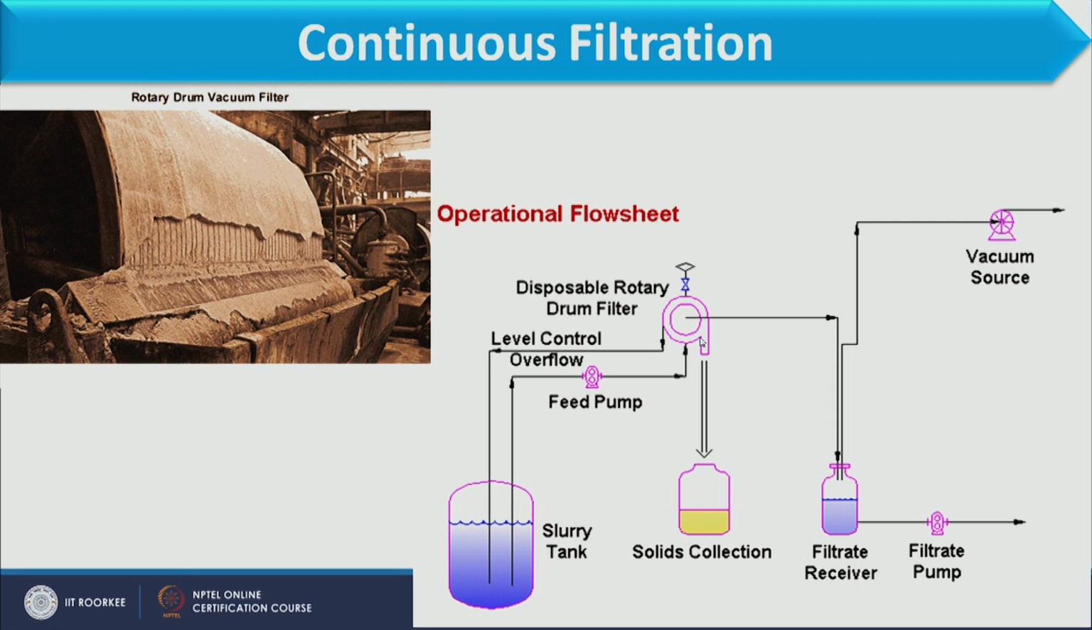The whole washing process is carried out. Whatever scrap or cake is there, through the knife it is collected into the solid collection tank. And then how is the filtrate collected? Through the tube which we have just discussed. Those tubes are connected to the filtrate receiver, and the whole system is connected to the vacuum source, and then the filtrate is taken out through a pump for different uses. So here we have the complete flow sheet for continuous filtration.